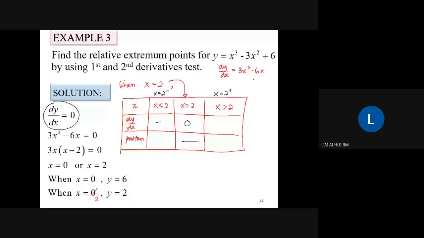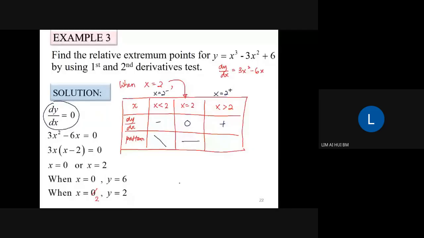And what is the pattern? Pattern, if your dy/dx is showing the negative sign, means that it's going down. y is decreasing. If your dy/dx shows the positive, meaning that your graph is increasing from the left to right. So according to these 3 lines that we produce, we try to sketch a curve according to these 3 lines, you will have the shape like this.